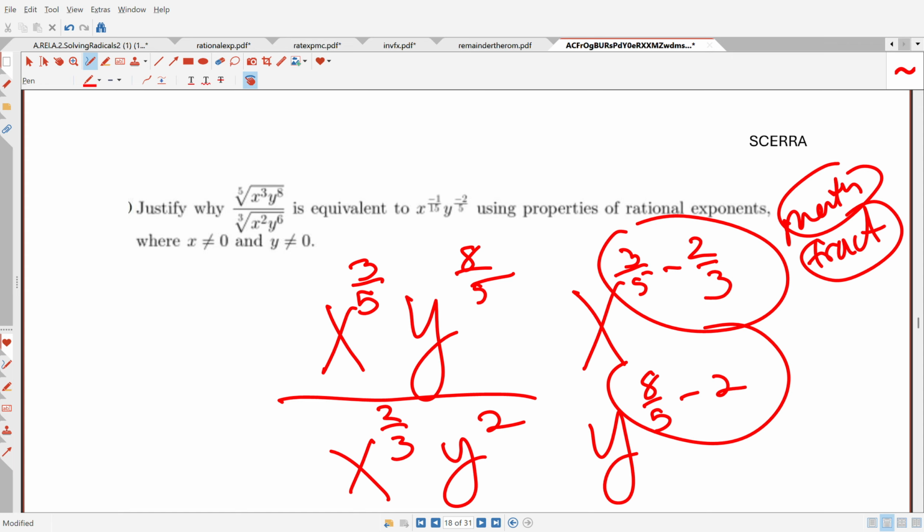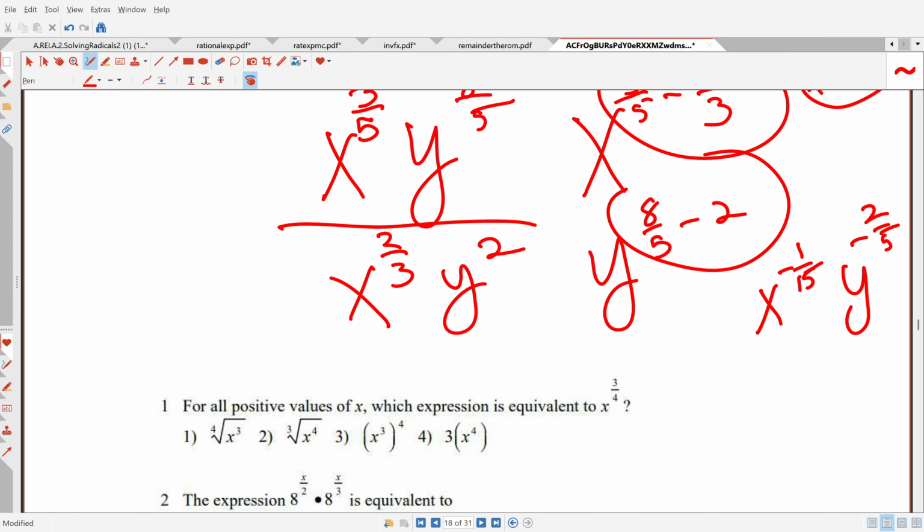So I'm going to show you 3 divided by 5 minus 2/3. It gives me negative 0.06666. So I hit math frac, and you get x to -1/15, and then 8/5 minus 2 gives me -0.4, and I hit math frac, enter, and it gives me -2/5. Is that what they wanted?